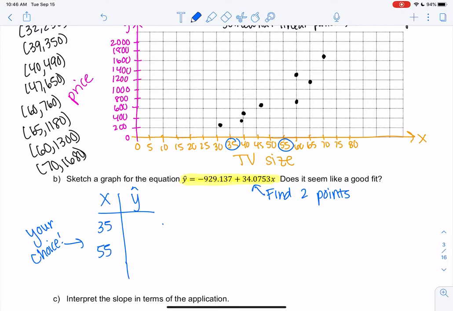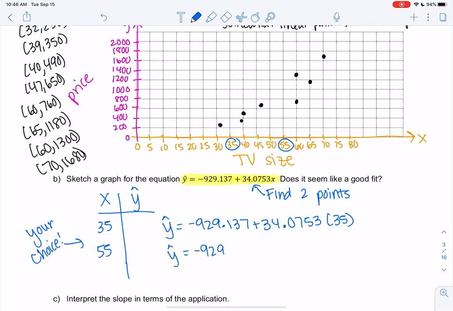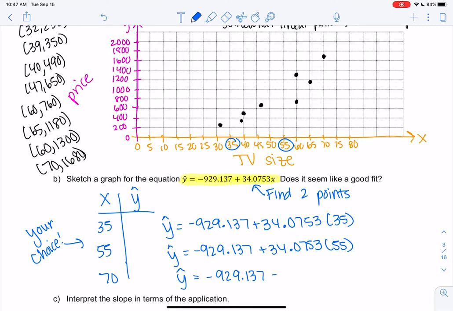And we're going to plug them into the equation. So Y hat is our new symbol for lines. We'll formally define that in the next section. And we have a really ugly equation, which is fine. We're just going to plug in 35, and we're going to plug in 55. And we have calculators to do all this math for us. If you want to try 70, go for 70. Sometimes it's nice to do 3 points just to have more. So let's do a third one just because we can. And we'll do 70. Notice that I just pick some points spread out where the points are.